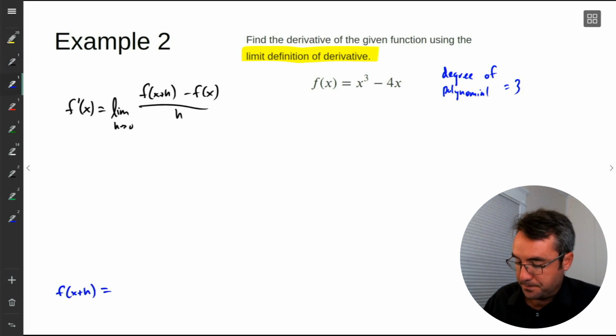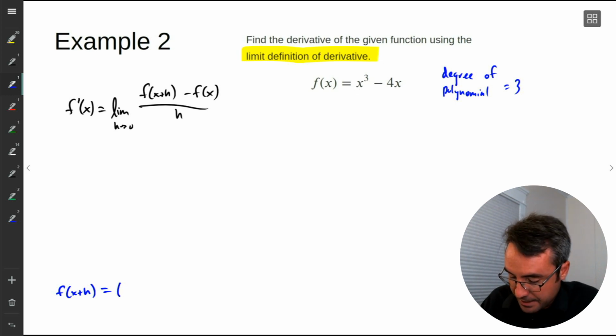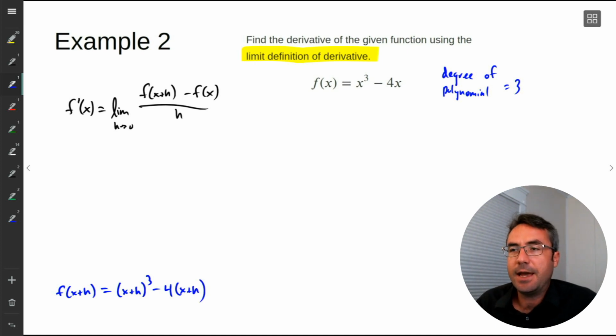Let's work with that. So we go to our function, and wherever I see an x, I'm going to change that to an x plus h. So I change this x to an x plus h. So I get right here. Then I'm changing this x to an x plus h. So I'll have an x plus h cubed. And then I'll have a minus 4. And then I'm going to change this x to an x plus h. And when we do this, you're going to have to multiply this out.